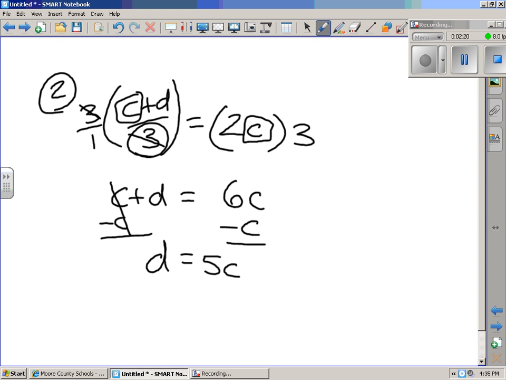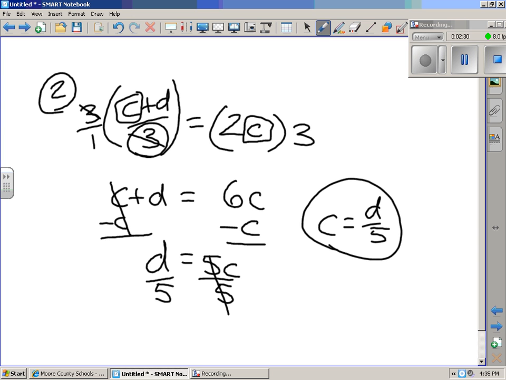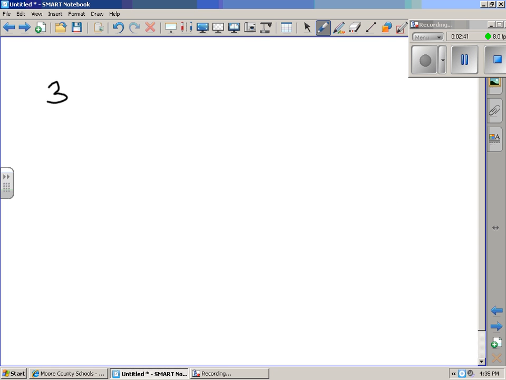The final step is to divide each side by 5. And we get c equals d over 5. And that's our final answer. Again, it's not a number, but we have a variable divided by 5. Let's do a few more examples so you get the hang of this.